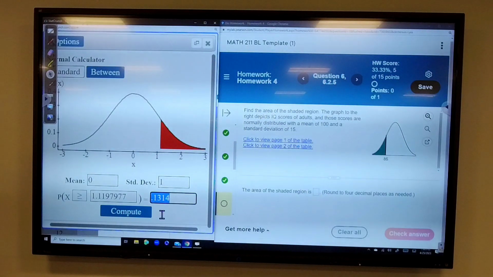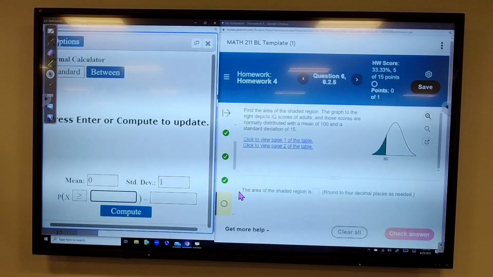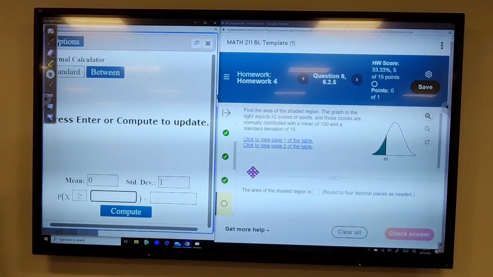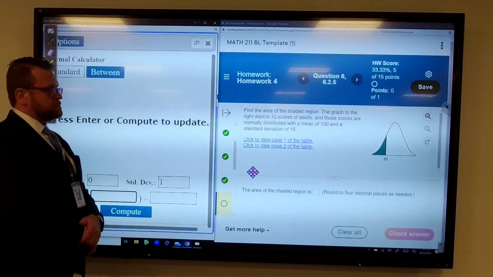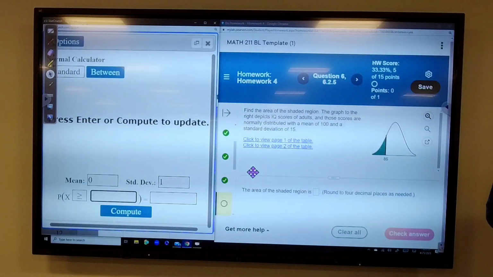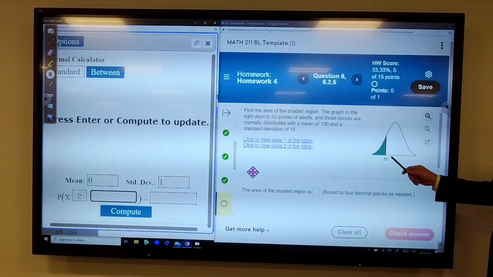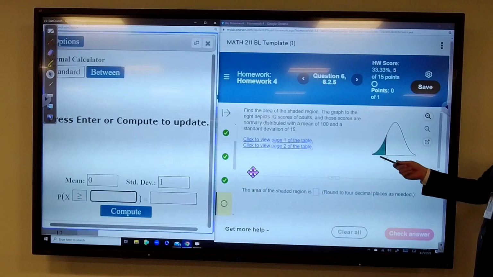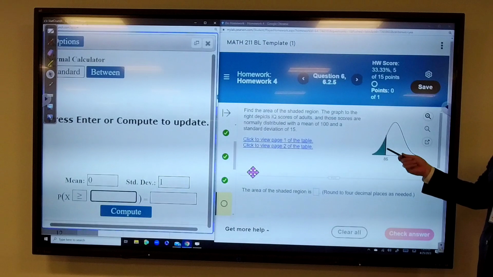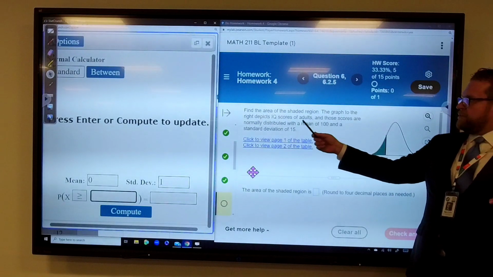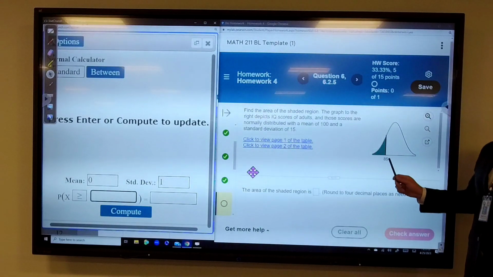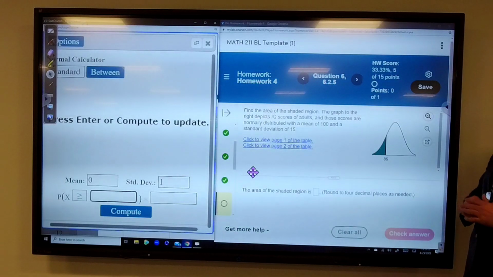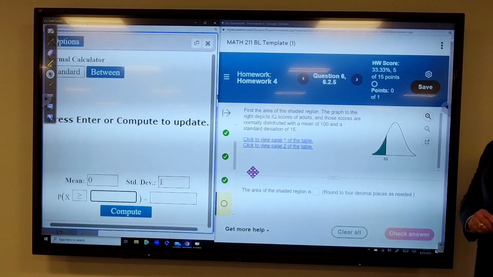6. The mean is not 0 anymore, and the standard deviation is not 1. This is not the standard normal curve. What they're asking me for here, knowing that this is about IQ scores, all this picture says is that this area is the probability that a randomly selected adult will have an IQ score less than 85. Whatever that area is, that's the probability.